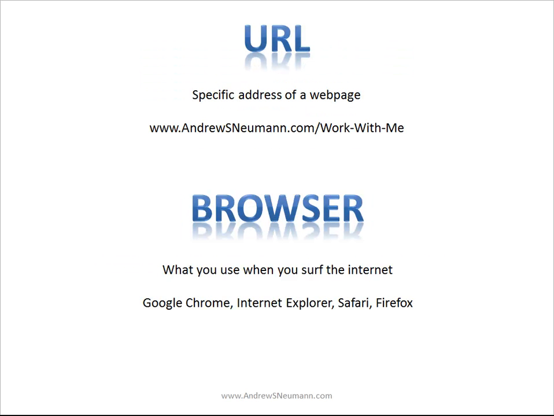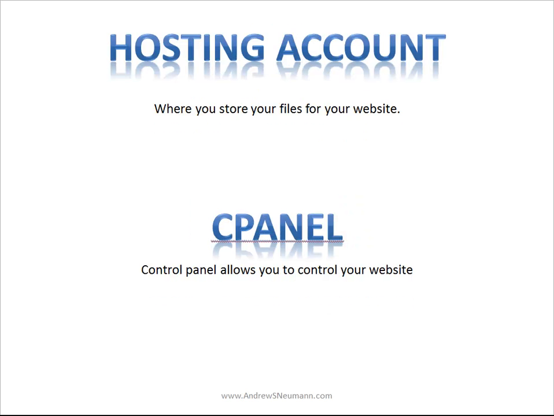A URL is a specific address of a web page. For example, www.andrewsnewman.com/workwithme would be the URL of that specific page on the website andrewsnewman.com. Next thing we're going to be talking about is your browser, which is what you use to surf the internet. The 4 most common browsers are Google Chrome, Internet Explorer, Safari, and Firefox. And these are just real simple applications that are on your computer already that allow you to access the internet.